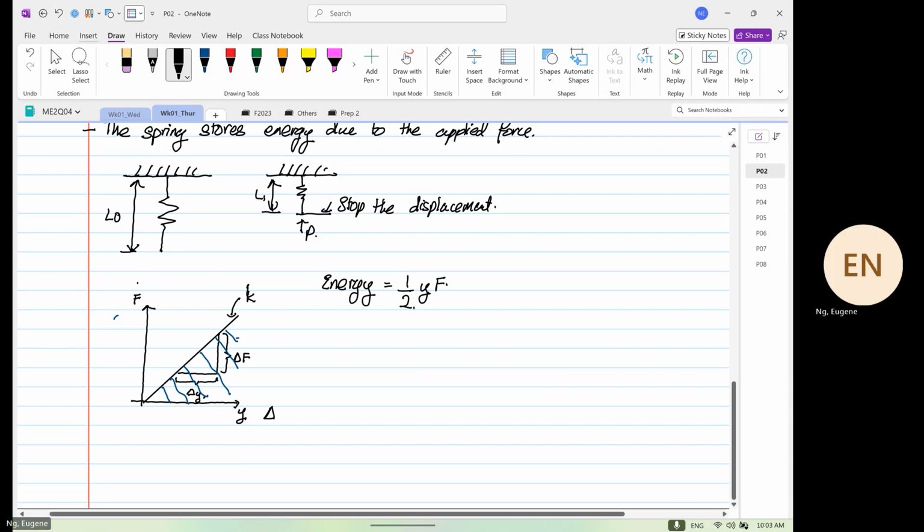Okay, so now we also know that F, note that F is equal to what? F is equal to k multiplied by y. Okay, so therefore energy is equal to half y multiplied by k, and then y again, so it's equal to half k y squared.